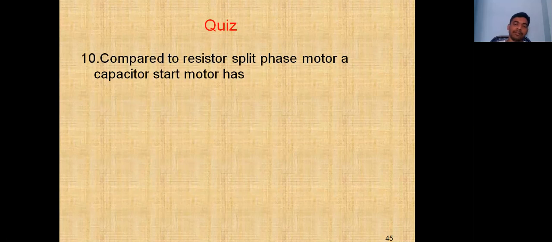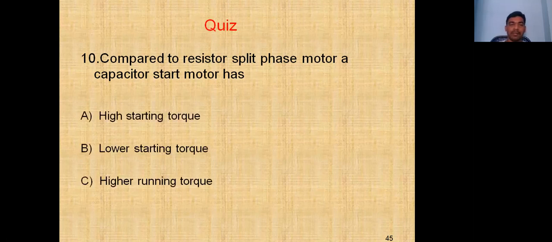Compared to resistance split-phase motor, a capacitor start motor has option A, high starting torque, option B, low starting torque, option C, high running torque, option D, low running torque. Answer: high starting torque.